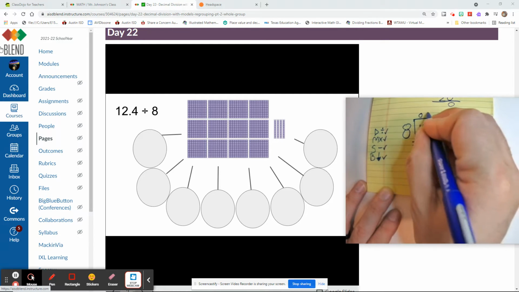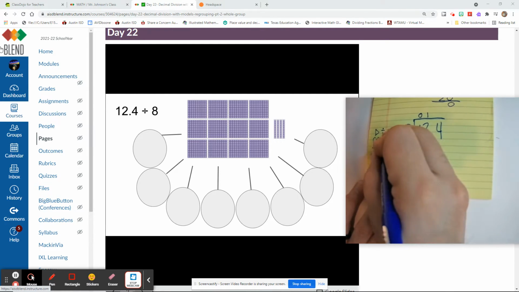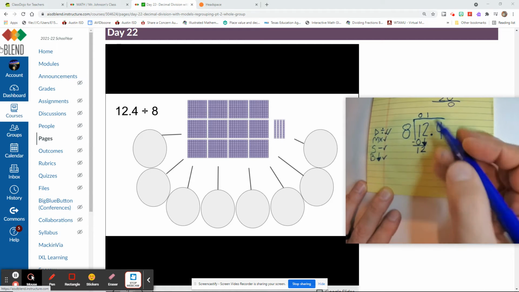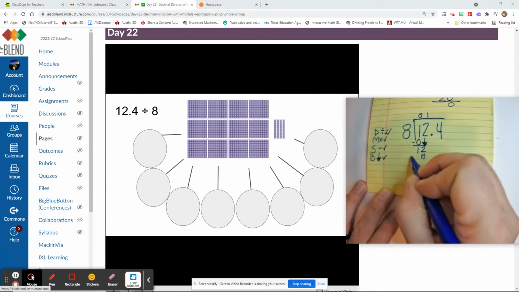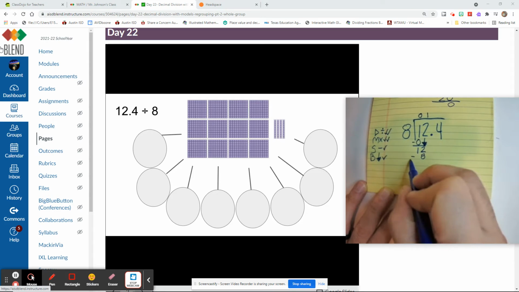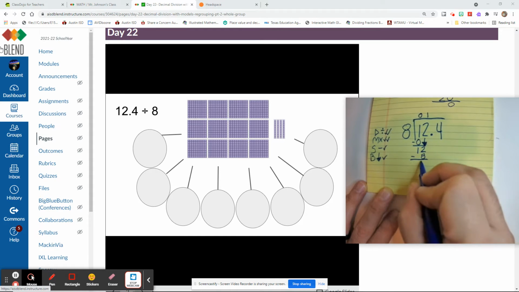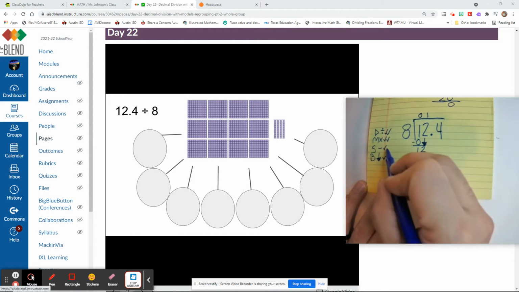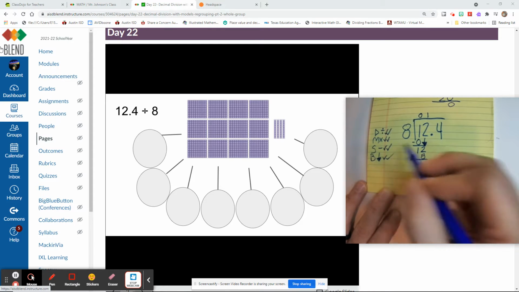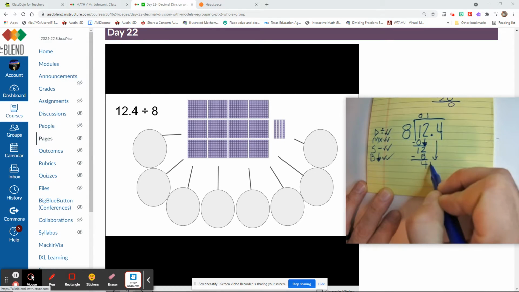8 goes into 12 one time. Division step. 8 times 1 is 8. Multiplication step. 12 minus 8 is 4. So my subtraction step. And I'm going to bring down my 4.